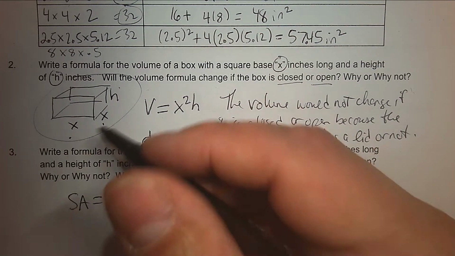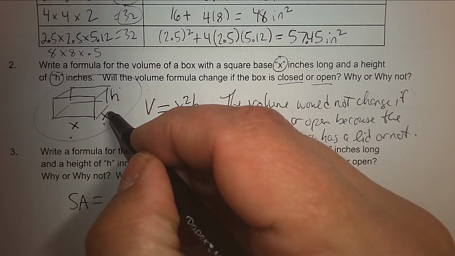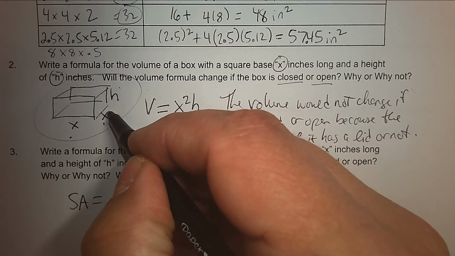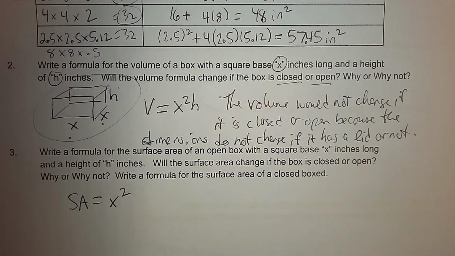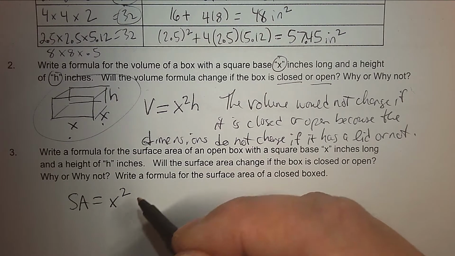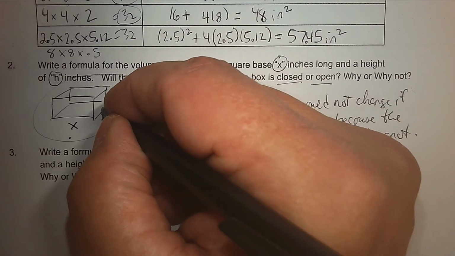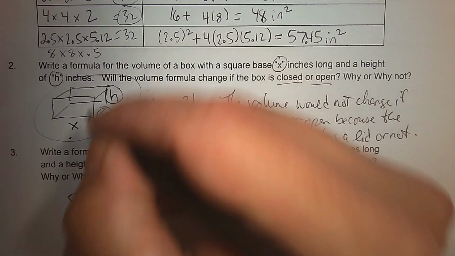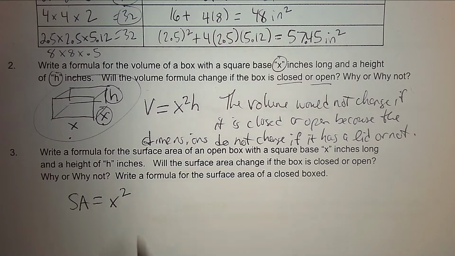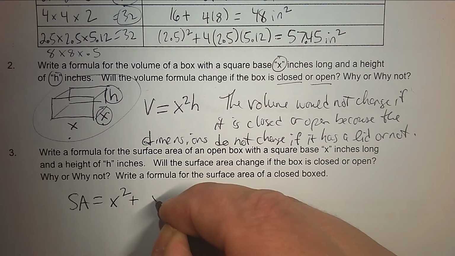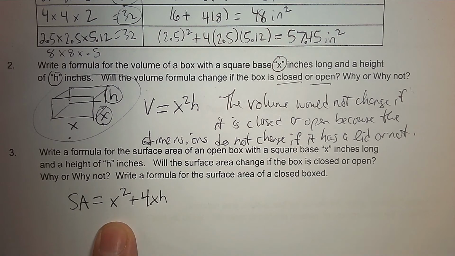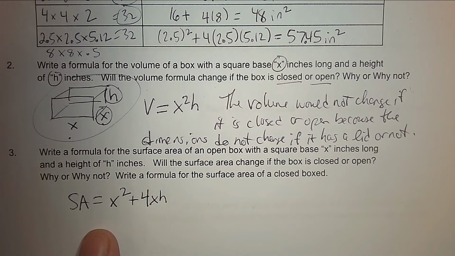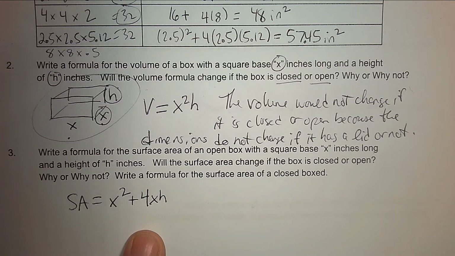Well, what shape is the base? And so what's the formula for a square? So it'd be x squared. And then each rectangle has what dimension to it? x times h. And how many of those rectangles do I have? So does this describe the surface area? x squared and then 4 times xh.